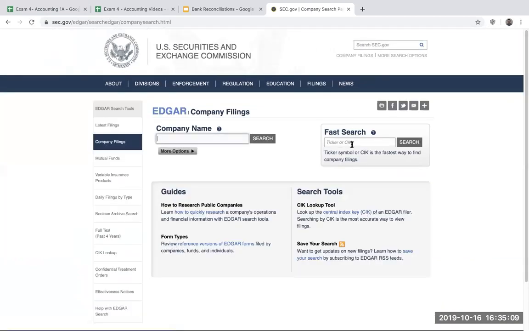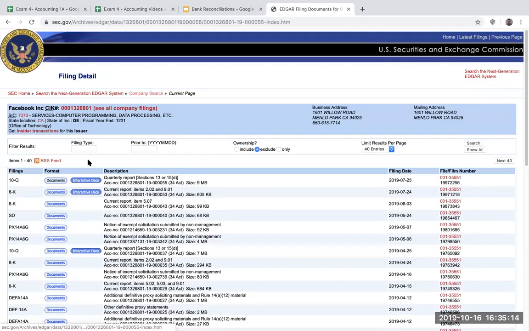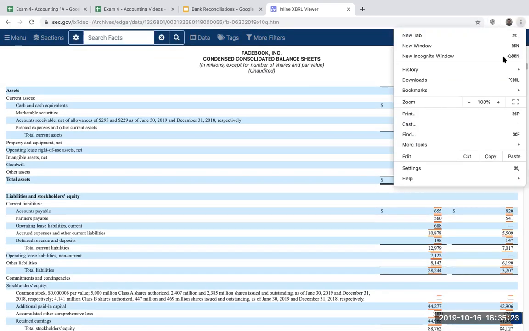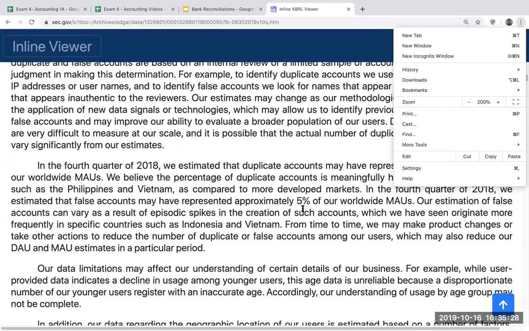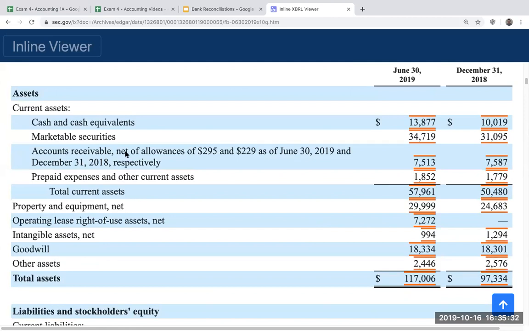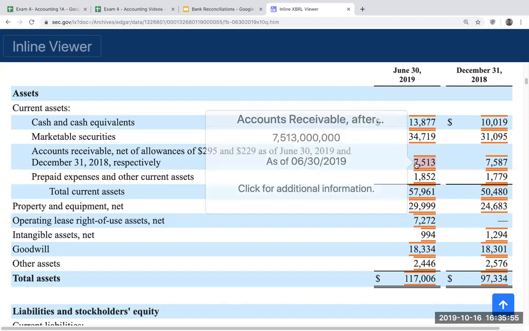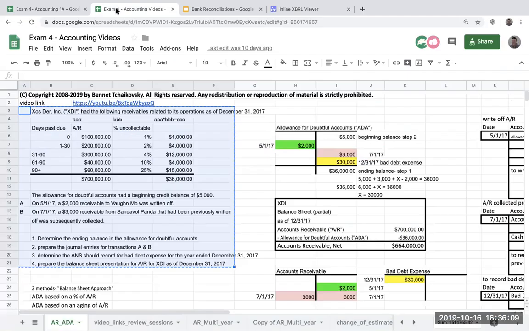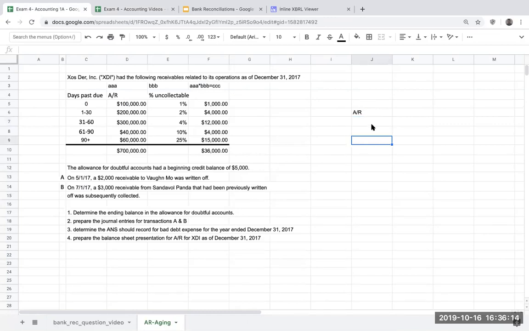If we go to company filings, we'll take a look at Facebook. If I go to Facebook and look at accounts receivable, what you're going to notice is that it shows accounts receivable net of allowances of 295 and 229 as of June 30th and December 31st, 2018. So what this means is that 7.5 billion is not the true number. What it is, is the amount after we've deducted what we call the allowance for doubtful accounts, or what we are not expecting to actually collect. So when we have accounts receivable, right?